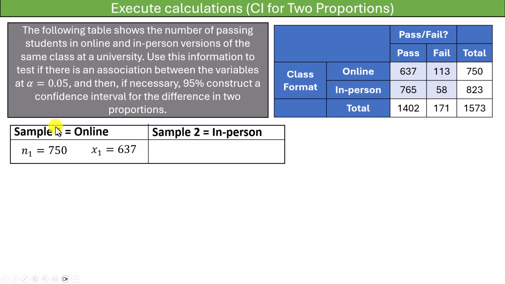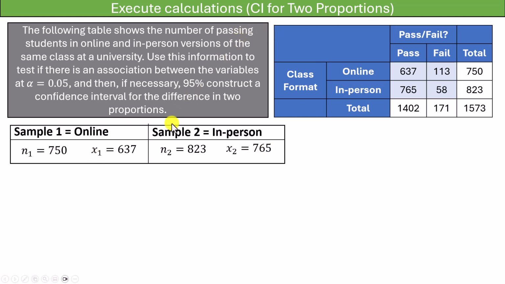Now from those two values, we could calculate P hat 1, the sample proportion number 1. But if we're doing this on the calculator, it's not really necessary, so I'm not going to do that at this point. I'm just going to write out this main information for sample number 1. Now we can do the same thing for sample number 2. Our sample size is 823, and we had 765 of those individuals pass. At this stage, you would be ready to go to the TI-84 calculator and generate the confidence interval.